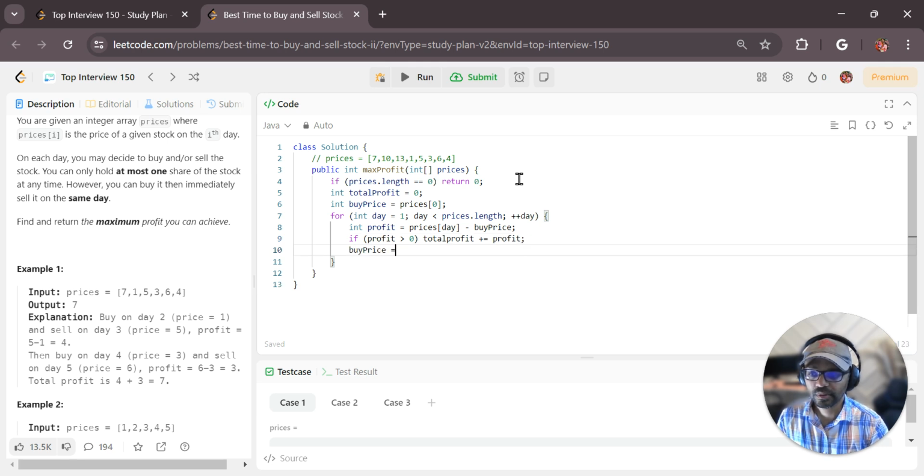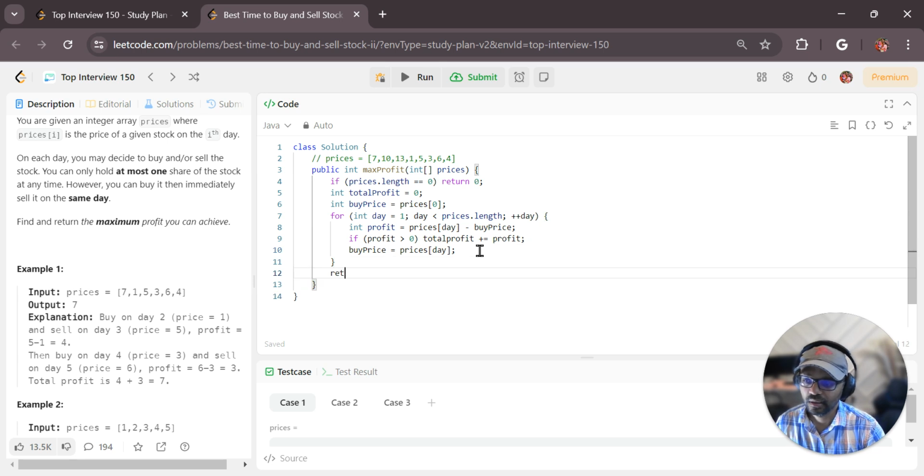And we just make the current price the buy price, always, without any condition, because we are allowed multiple transactions. So even if we book this profit by selling on this day, we can again buy on this day as well. So return total profit.